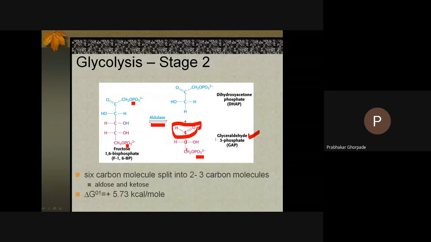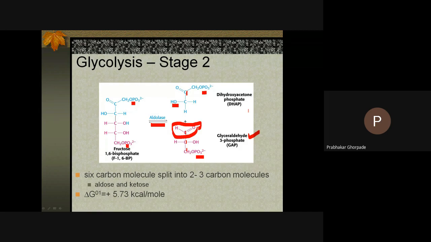And another molecule is formed, which we call dihydroxyacetone phosphate. This is the acetone group, C double bond O, and here phosphate is attached at the one position and OH at the third carbon position. So this is dihydroxyacetone phosphate. Now, with the help of the aldolase enzyme, we have the 6 carbon glucose molecule, which got converted into fructose 1,6-bisphosphate in the preparatory step.